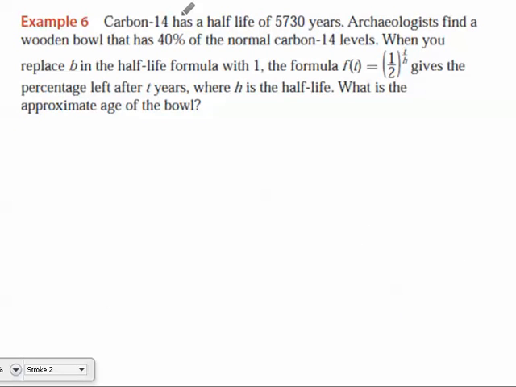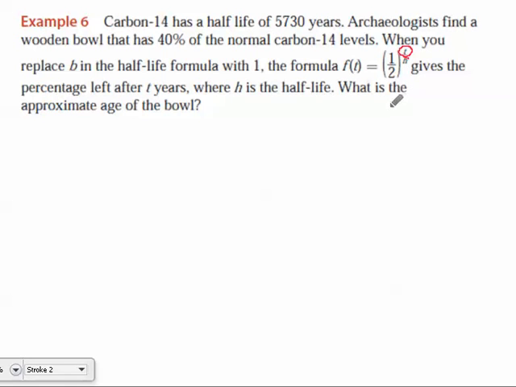Okay, one more. Carbon-14 has a half-life of 5,730 years. Archaeologists find a wooden bowl that has 40% of its normal carbon-14 levels. When you place b in the half-life formula with a 1, the formula becomes f of t is equal to 1/2 to the t over h, and gives the percentage left after t years, where h is the half-life. So they're wanting to find out the age of the bowl. They're wanting to find t.